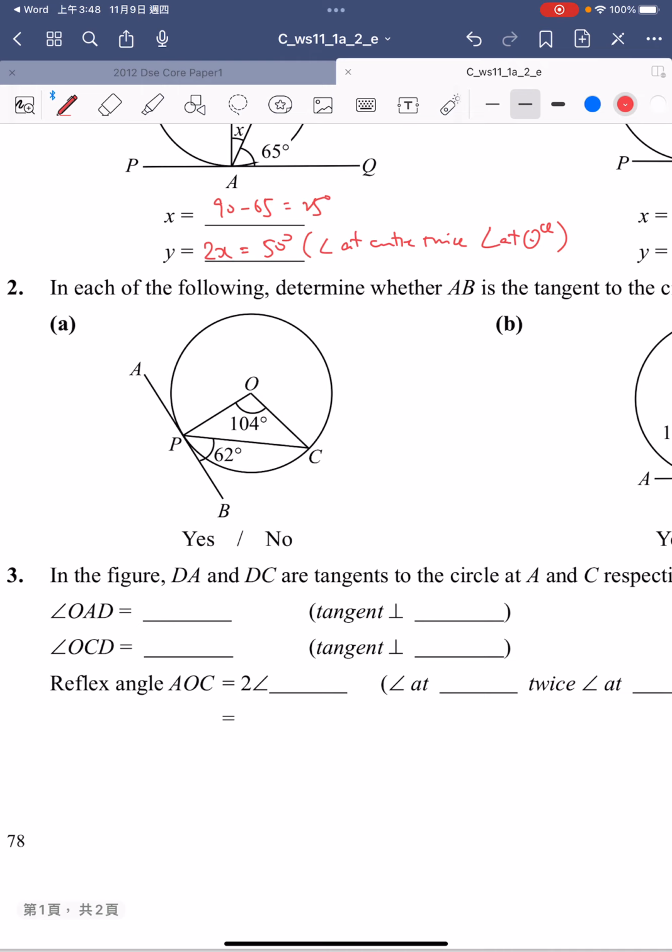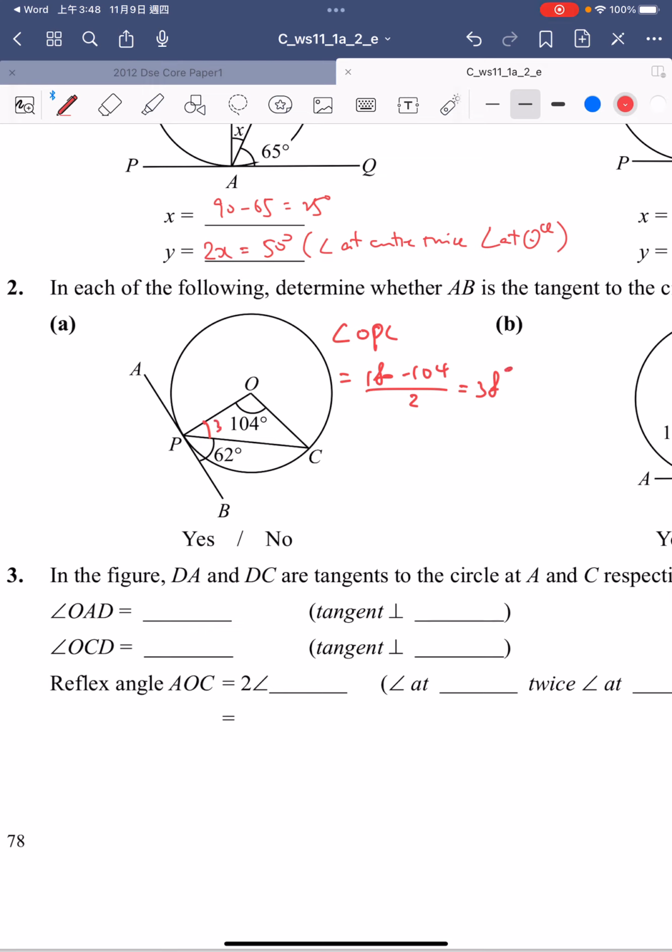For question 2a, we are determining whether AB is the tangent or not. First of all, this is 104, and OP is equal to OC as the radius, which means that OPC is equal to OCP. So angle OPC is equal to 180 minus 104, divided by 2, giving you 38 degrees.